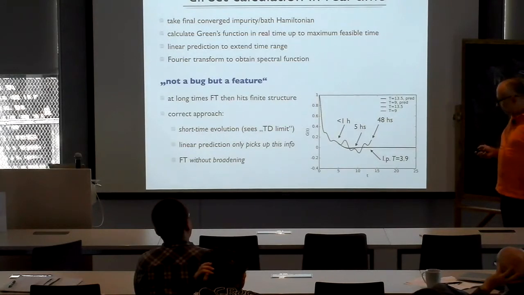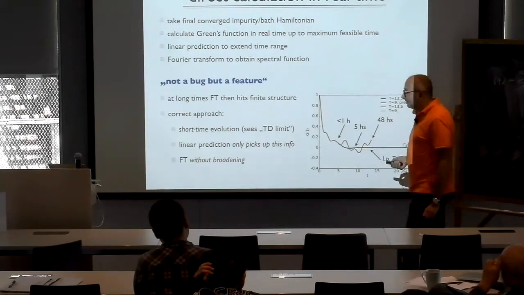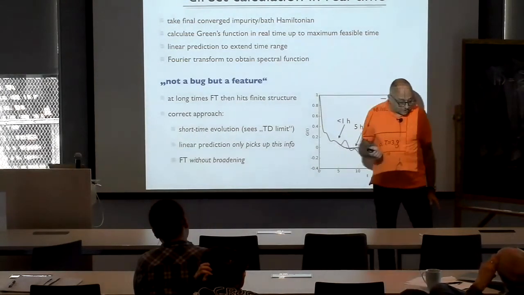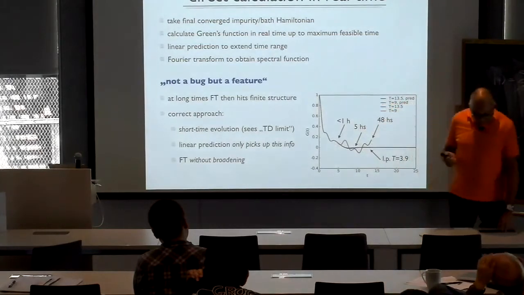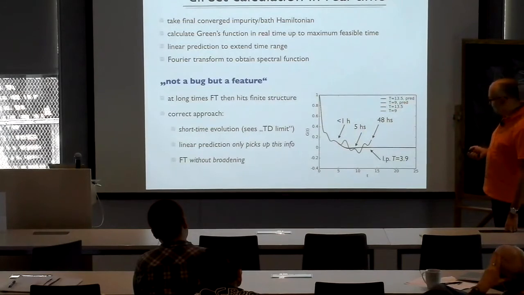Now, the problem is that long times are of course not really possible for us, and we have to rely on the linear prediction actually working. So in some sense it's a bug, but in fact it's not a bug, it's a feature, because what would happen if you really look at the long times?